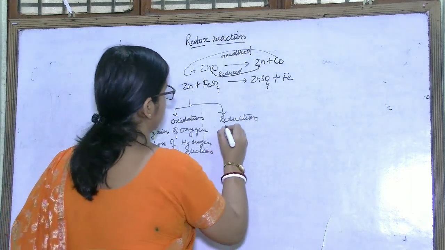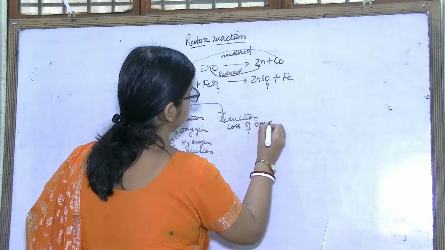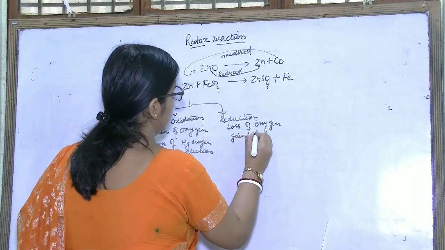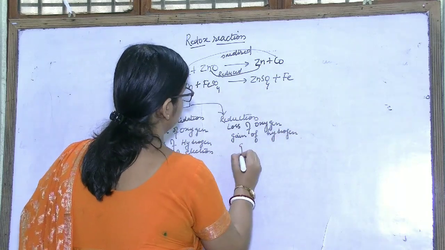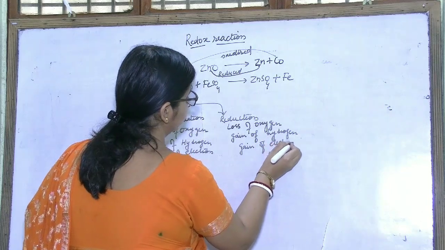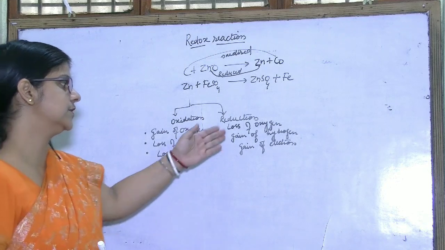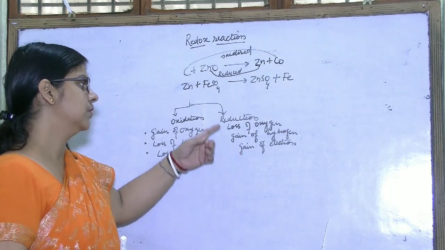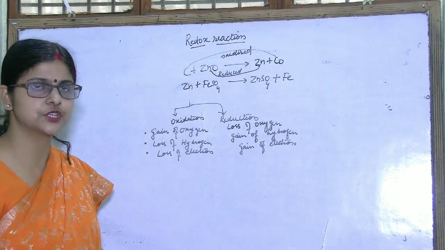Then what is reduction? Loss of oxygen, gain of hydrogen, or gain of electron. This is reduction. So if loss of oxygen, gain of hydrogen or gain of electron takes place, then we say that the species undergoes reduction.